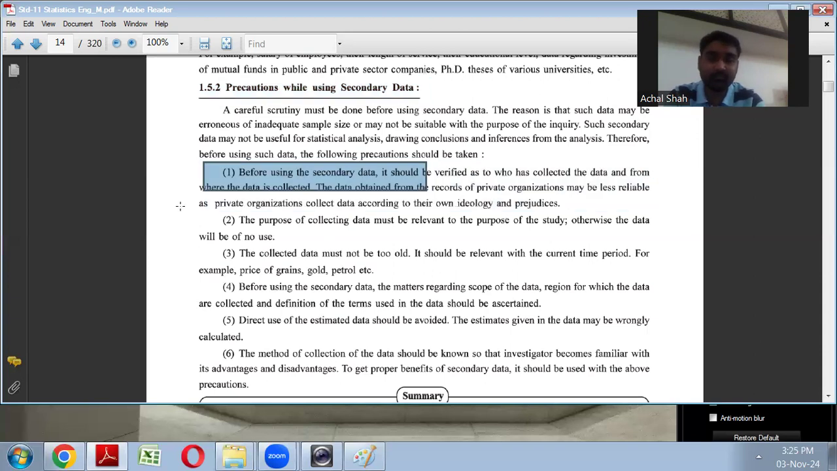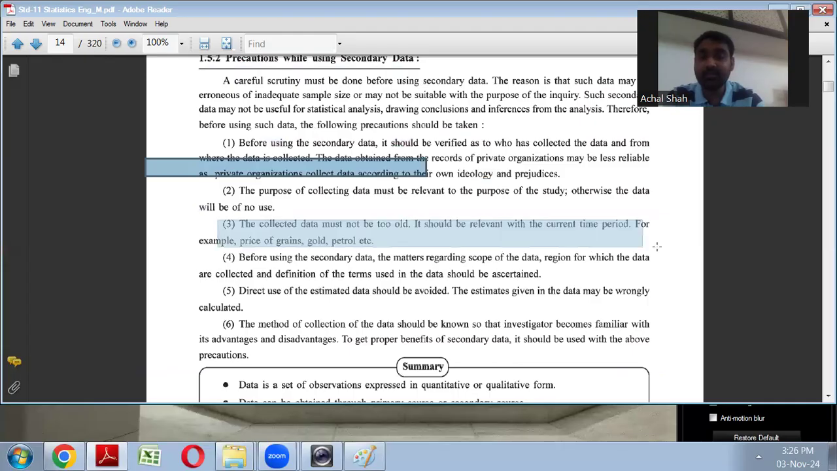Second, the purpose of collecting the data. That is also very necessary. Check the purpose of your study and check the purpose of the primary data. Are both purposes matching? If both purposes are not matching, then the secondary data which you are using may be unreliable. Next, the secondary data which you are using should not be too old. It should be relevant to the current time period.